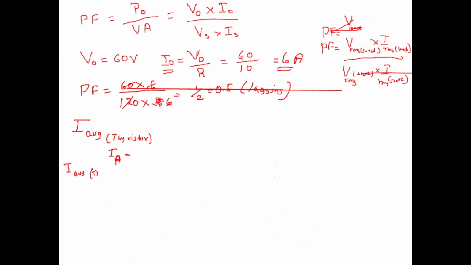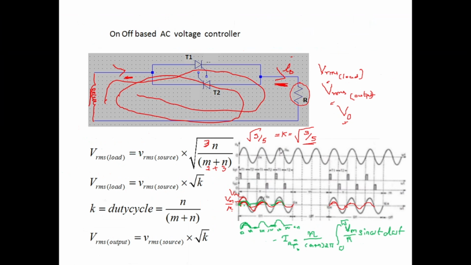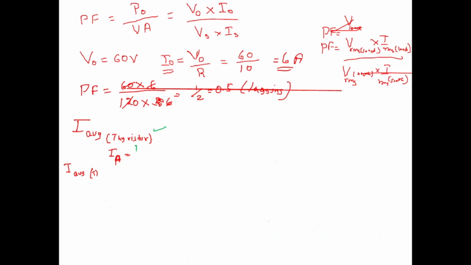Which is a good name for this? For me, average of thyristor is a good name. The textbook has called it IA, and I will also follow the same, IA. Previously, whatever I wrote, I will rewrite once. n divided by (m plus n), into 2 pi, then integration 0 to pi of Vm sin omega t divided by R, Vm by R, d omega t. If you solve this, you will get the average value.